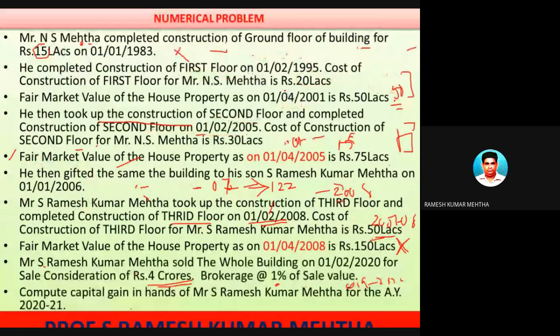Now, the ground floor was 15 lakh rupees. This is the first floor, 20 lakh rupees. And this ground floor and first floor were constructed before 1/4/2001. So anything of this kind before 1/4/2001 has to be compared with the fair market value of 1/4/2001. The fair market value is 50 lakh rupees, and the cost incurred before 1/4/2001 was 10 lakhs and 15 lakhs. I'm repeating once again.